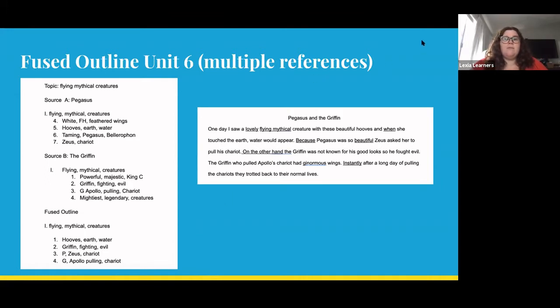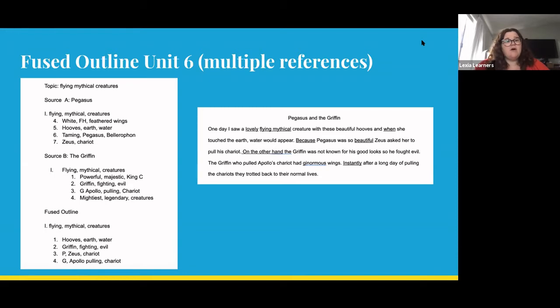There are some pieces in Unit 6 where there may be 3, 4, or 5 different sources before fusing them together. But you'd still do that same thing: create a small outline for each of the different stories and then fuse them into one. I always say an outline should never have more than 7 lines in it per paragraph if possible, because otherwise your paragraphs get too long and a little jumbled up and confusing.